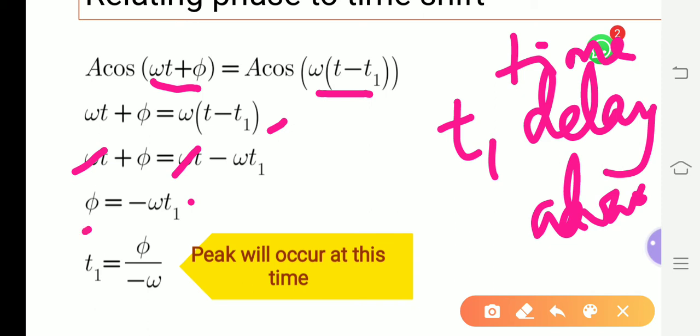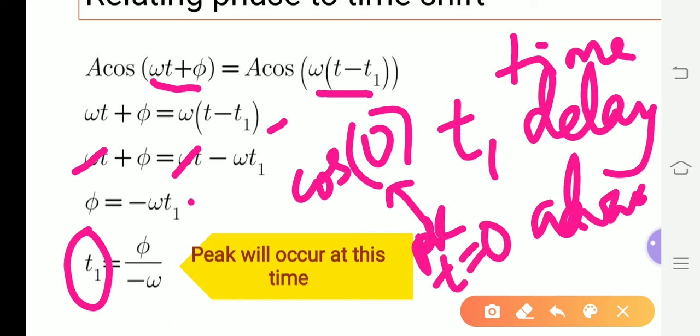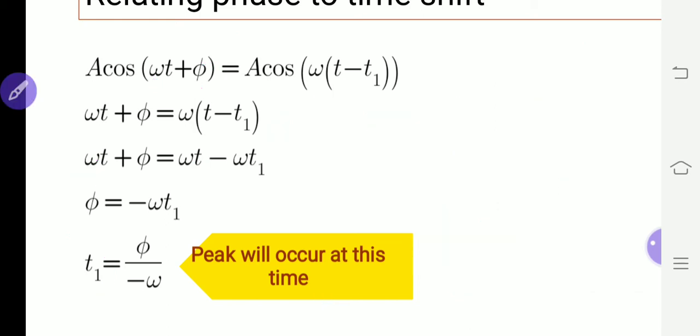This t1 is important because for a cosine, whenever we have cos(ωt) with no phase, we expect that the peak will occur at time t equals 0. But when we have a term like this, we know that the peak will not occur at 0. So this is one way for us to find out where the peak actually occurs.